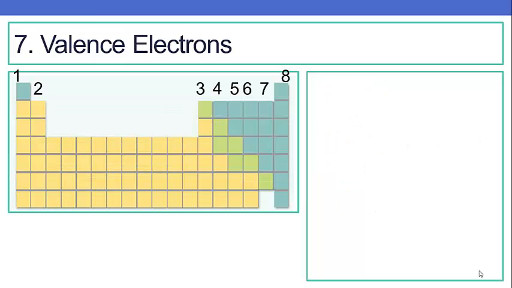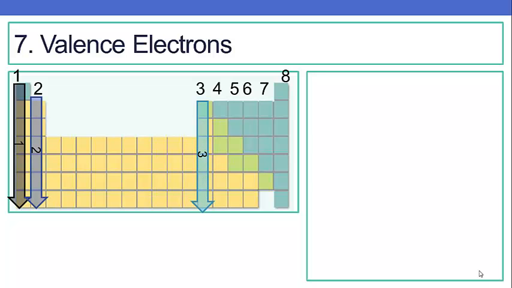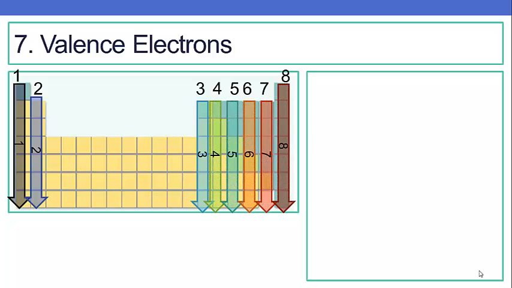Valence electrons. So here's the trick. Everything in column 1 has 1 valence electron. Column 2 all has 2. Column 3 has 3 valence electrons, so on and so forth. This little shortcut rule doesn't apply for the transition metals in the middle, but it's a quick way to tell the number of valence electrons. So everything in the noble gas column has 8, the halogens all have 7, and so on.